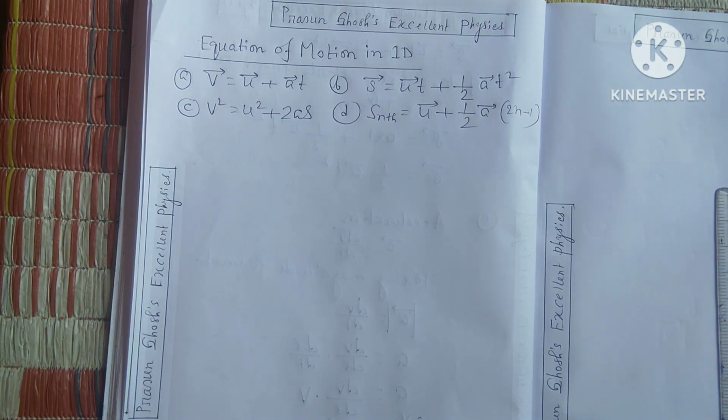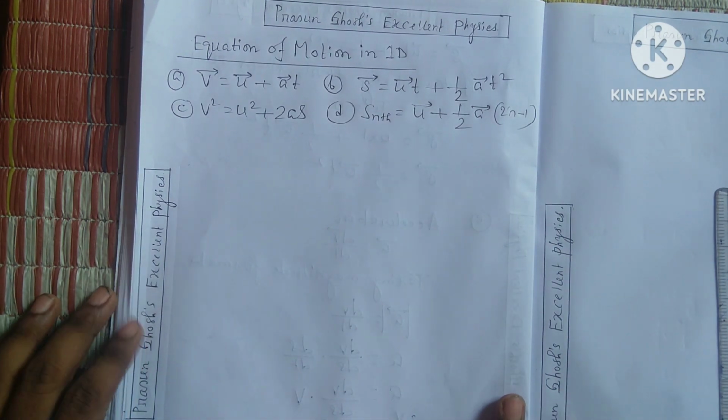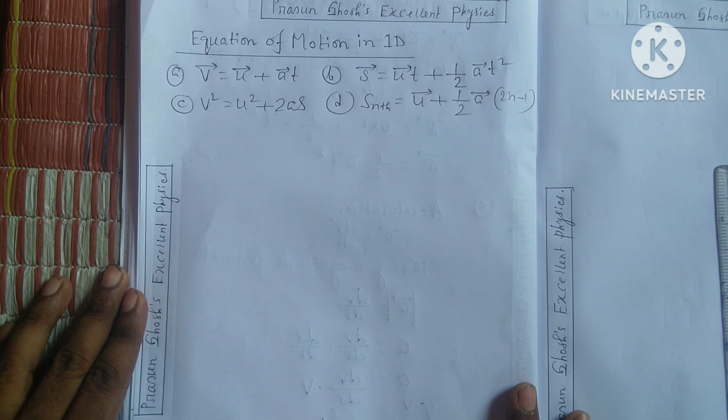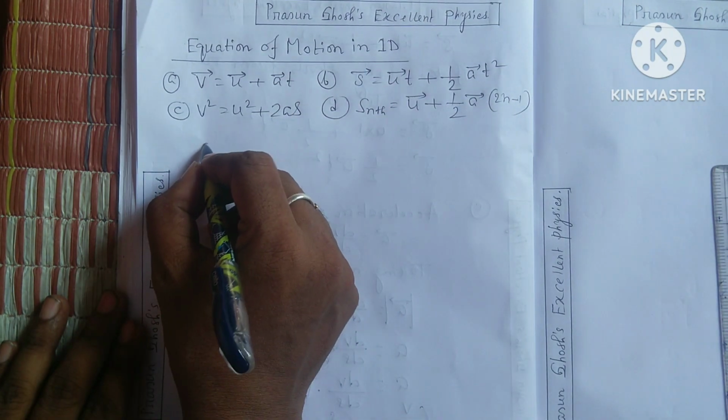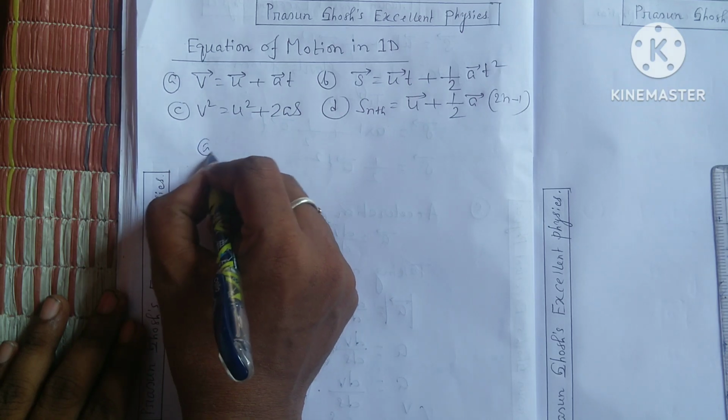Here, four equations I have written in my notebook. So one by one I will prove. This will be helpful enormously for each and every student. So first I come to the first equation, that is number A.